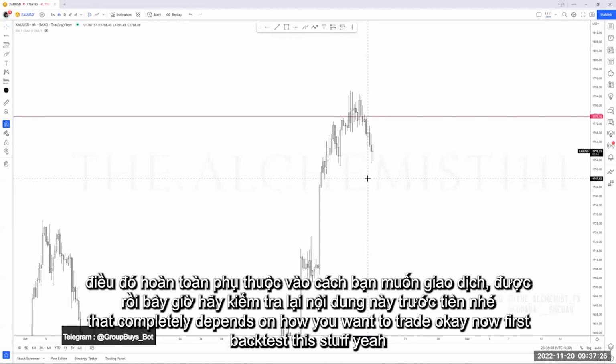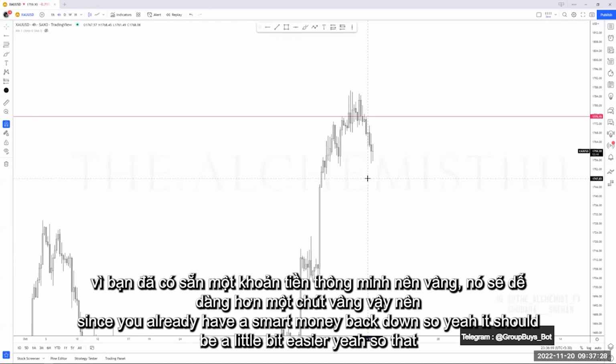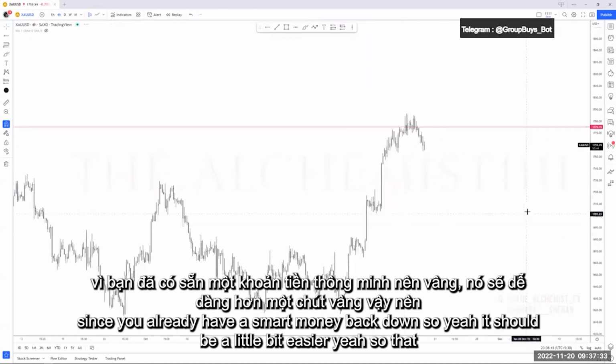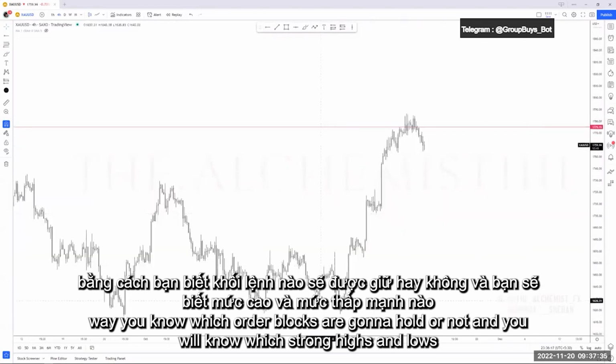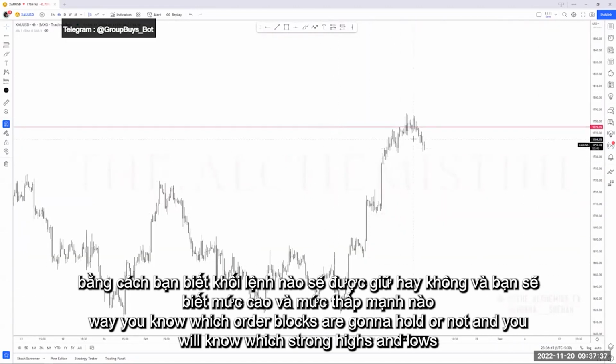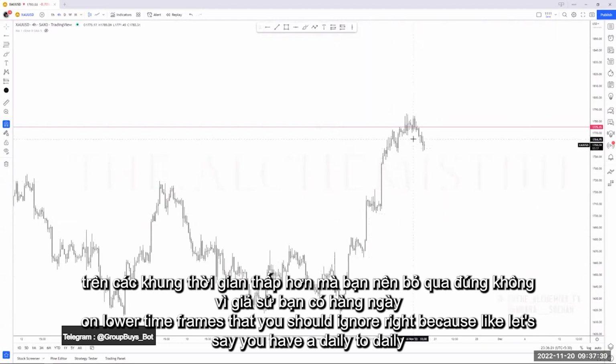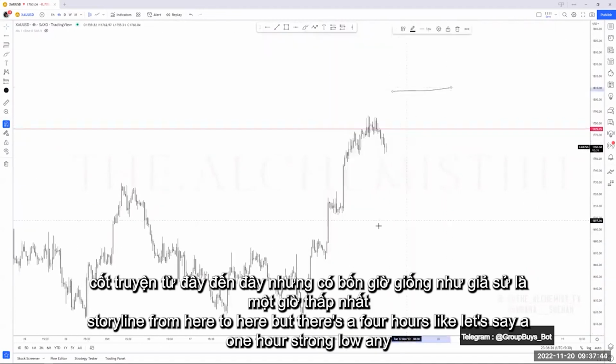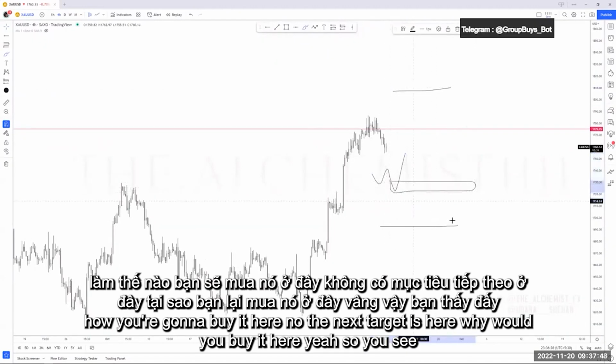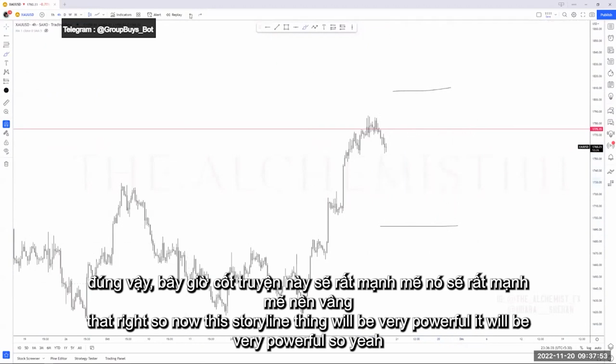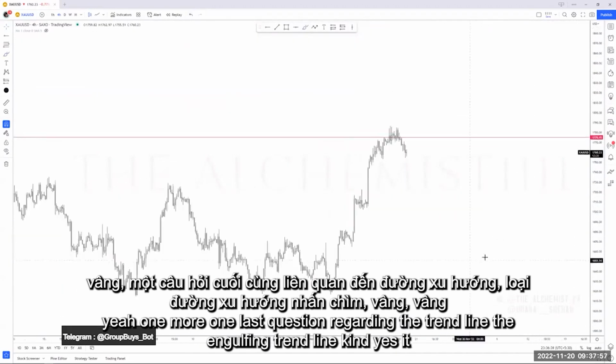First, backtest this stuff. Since you already have a smart money background, it should be a little bit easier. That way you know which order blocks are going to hold or not, and which strong highs and lows on lower time frames you should ignore. Let's say you have a daily to daily storyline from here to here, but there's a 1 hour strong low in here. Are you going to buy it here? No, the next target is here. Why would you buy it here? So you see that. This storyline concept will be very powerful. So try backtesting.